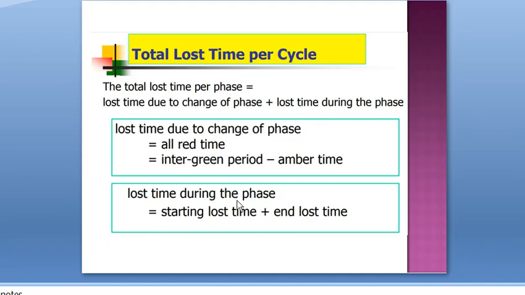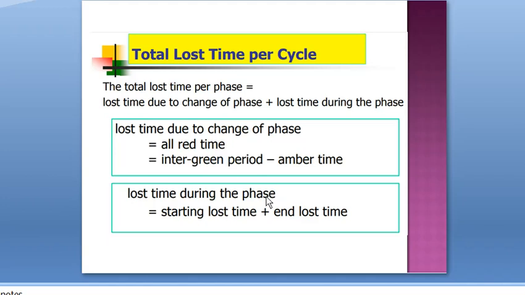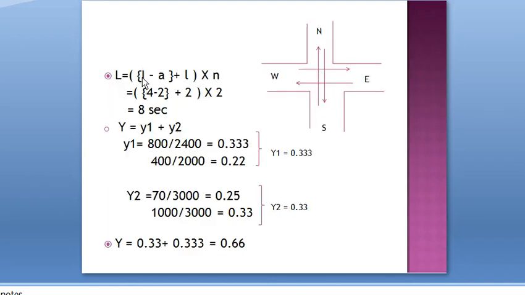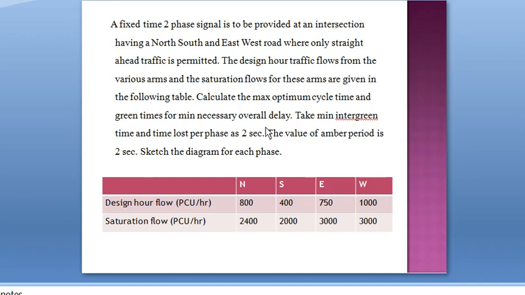The second part, the loss time during the phase, is the starting loss time plus end loss time, and here the loss time per phase is given as 2 seconds. Subtracting amber time from the intergreen period, we get the loss time due to change of phase. So the loss time is equal to intergreen time minus amber, plus the second part, the loss time during the phase, given here as 2 seconds.